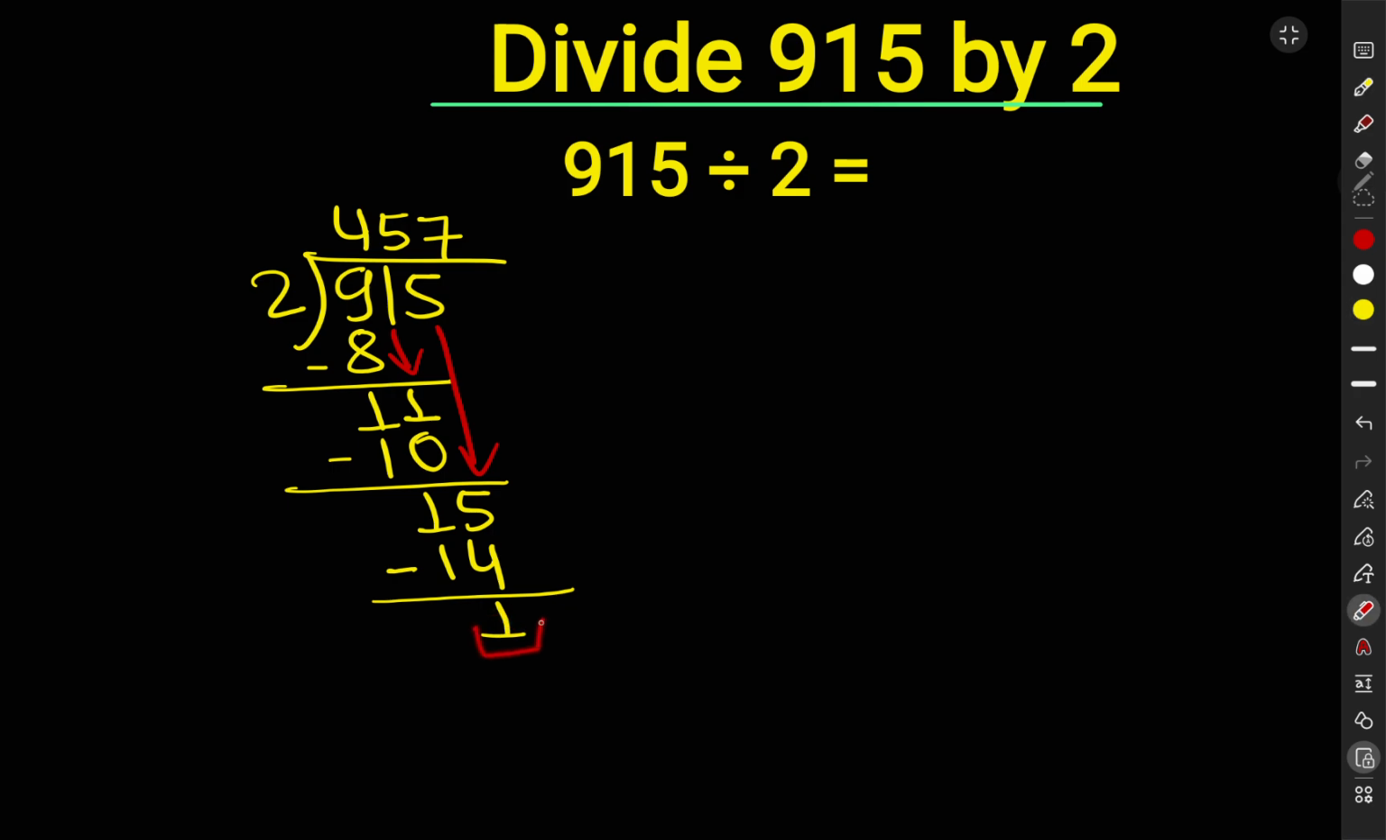So now this 1 is less than 2 and there is no other number to put it down. So we take here decimal, so that we put 0. So it is 10 and 2 times 5 is 10. On subtracting we get 0. So 915 divided by 2 is 457 decimal 5.